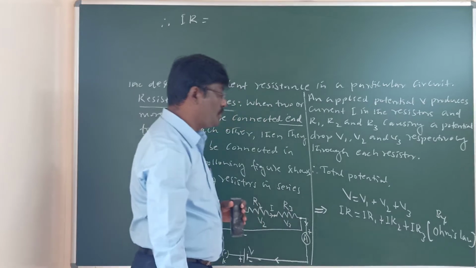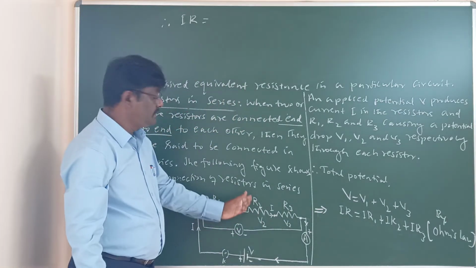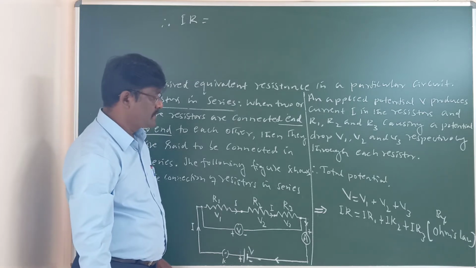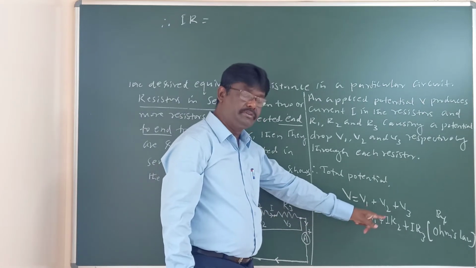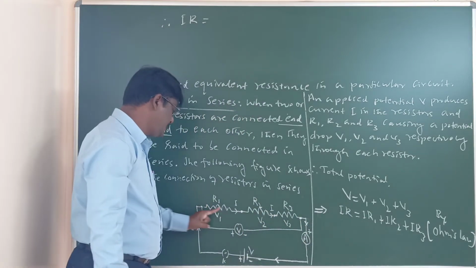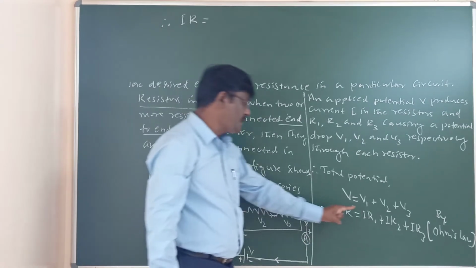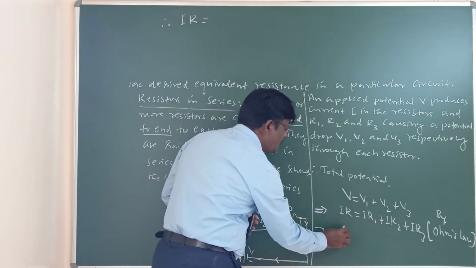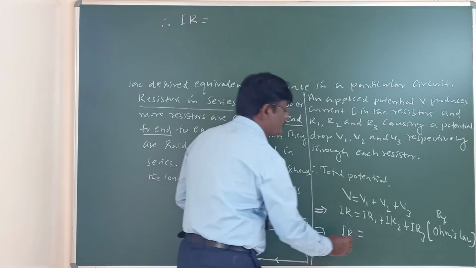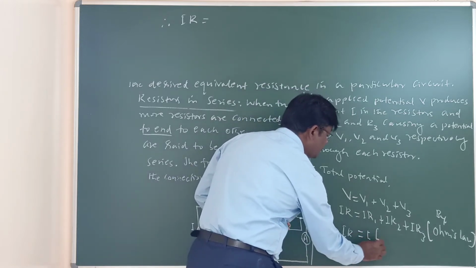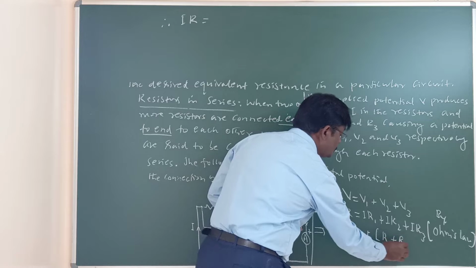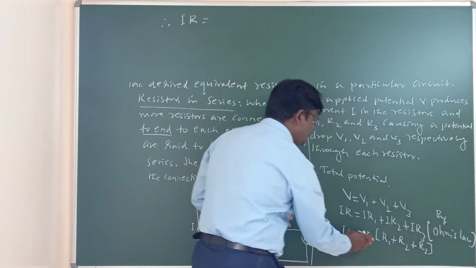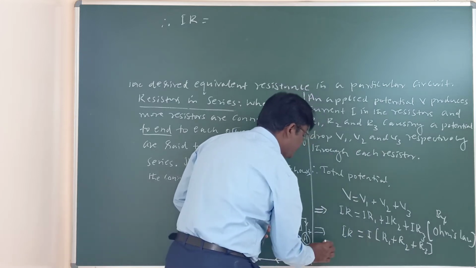Why R1, R2, R3? Because three different resistors having different resistances. Why can't it be I1, I2, I3? Because here the same current flows. That's why here we have I. What is the common? IR equal to I common factor R1 plus R2 plus R3. I and I get cancelled mathematically.